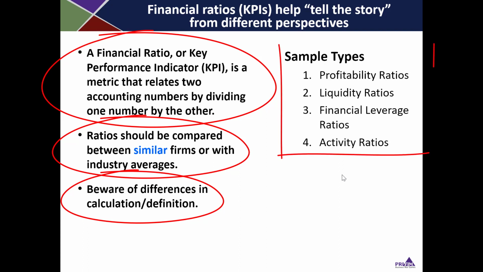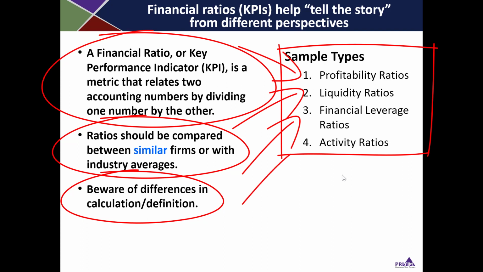So overall, there are categories that these metrics fall into: profitability ratios, liquidity ratios, financial leverage ratios, activity ratios. Those are just a few. And we're going to go over some common ratios that fit into these categories in our next set of videos.